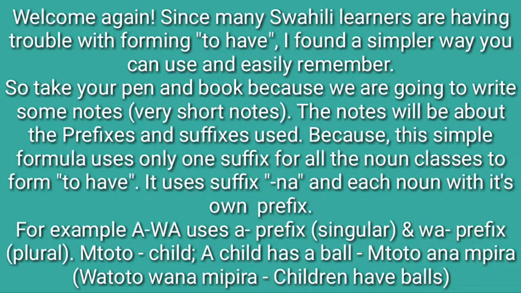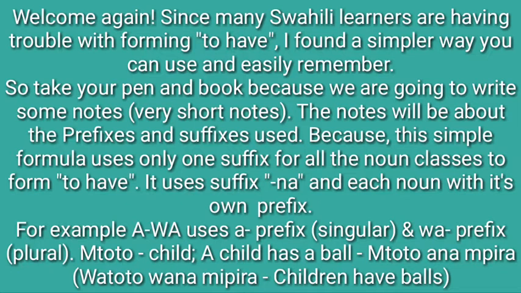Welcome again. Since many Swahili learners have trouble with forming to have, has, there is, and there are, I found a simpler way you can use and easily remember. So take your pen and a book because we are going to write some very short notes. The notes will be about the prefixes and suffixes used, because this simple formula uses only one suffix for all the noun classes to form have, has, there is, or there are. It uses the suffix na for every noun class.